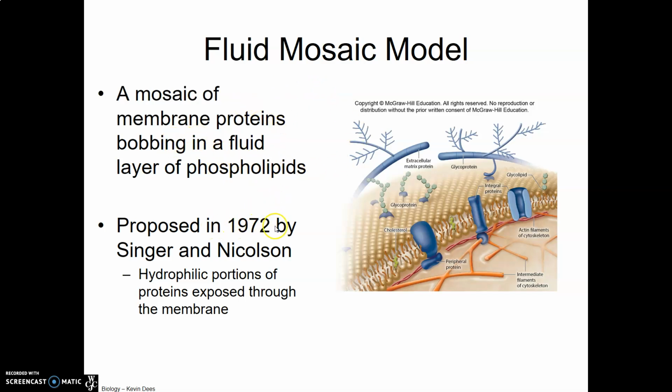So in 1972, two scientists, Singer and Nicolson, proposed this fluid mosaic model, where basically we have our phospholipid bilayer and we have proteins sort of forming this mosaic in the phospholipid bilayer. Some of the proteins are going to be passing completely through the phospholipid bilayer, while other proteins are attached to just one side.